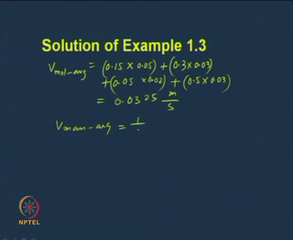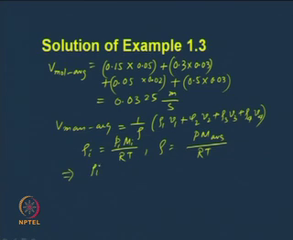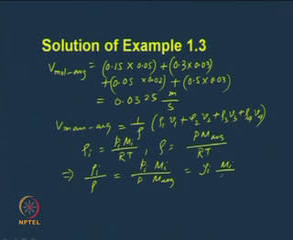Now, to calculate the mass average velocity, V mass average, we know this is 1 by rho, rho 1 V1 plus rho 2 V2 plus rho 3 V3 plus rho 4 V4, and we know rho I is equal to P I M I divided by R T if it is ideal gas, and then rho is equal to P M average by R T. So, we can get rho I by rho is equal to P I M I by P M average. So, we can write Y I M I by M average.